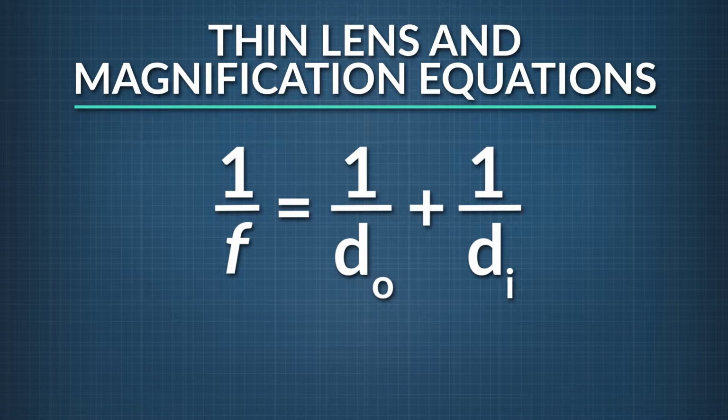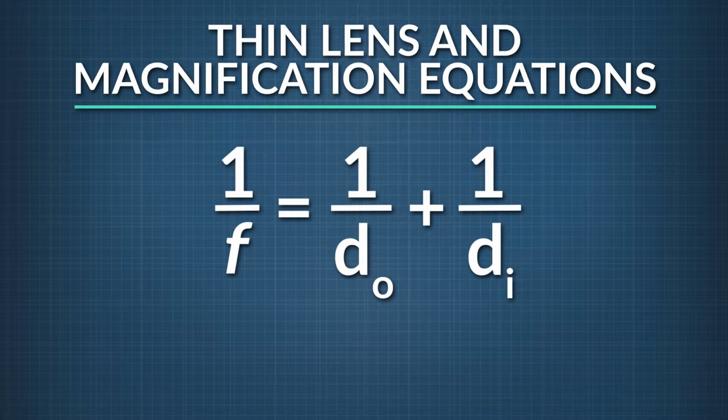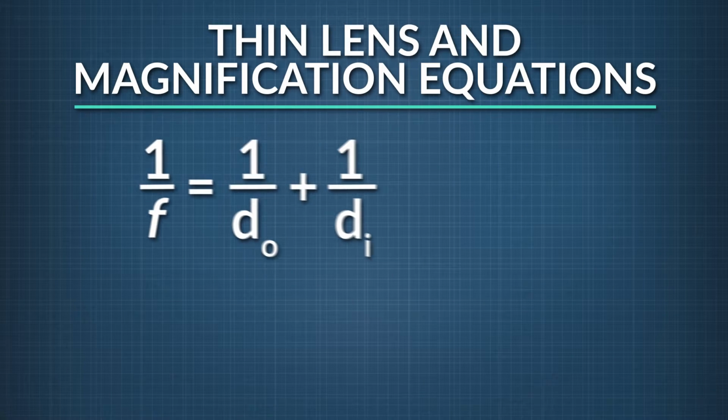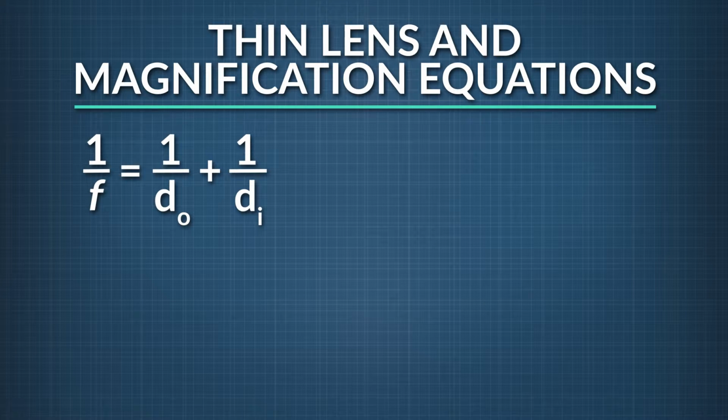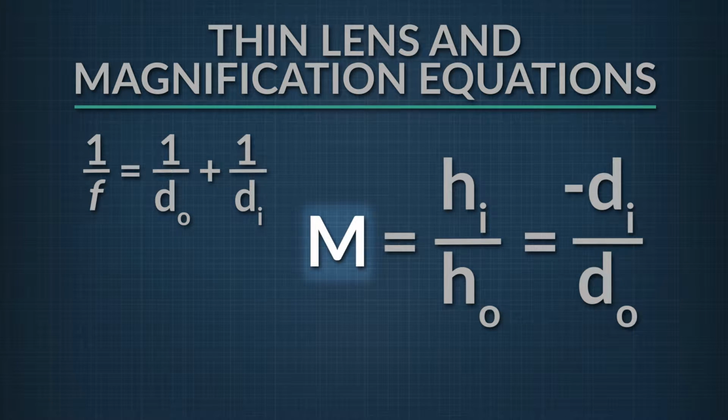Just like with mirrors, the focal length, object distance, and image distance of lenses are related by this equation. 1 over the lens focal length equals 1 over the object distance plus 1 over the image distance. Along with where the image is located is the question of how big it is. This is called the image magnification, capital M.